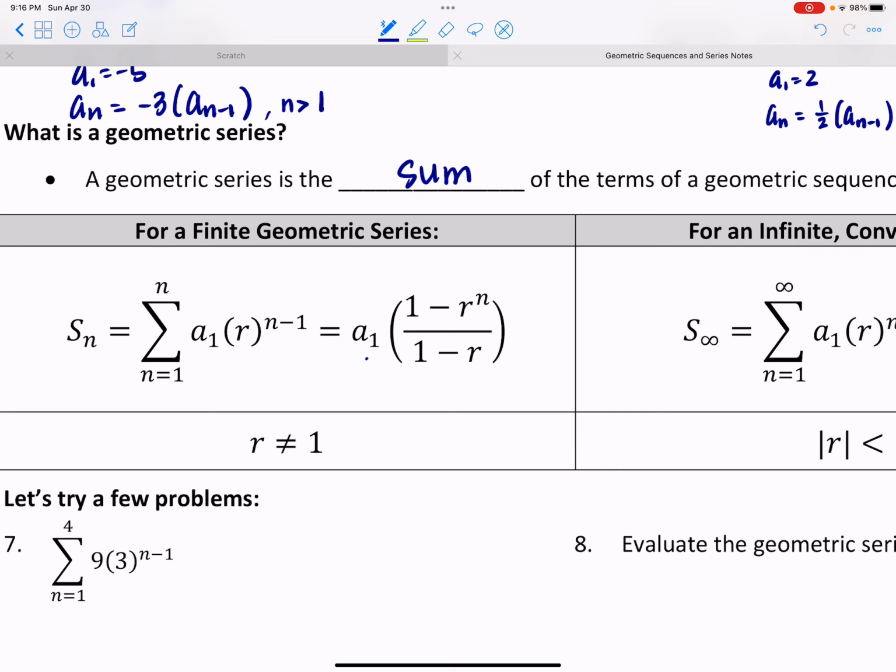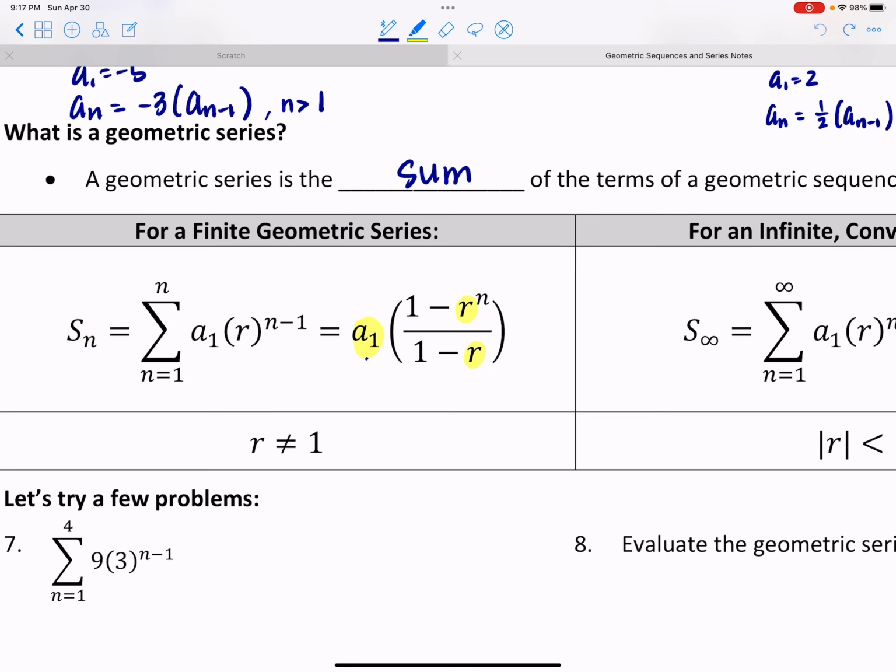So in order to use this formula or evaluate the sum for a finite geometric series, I need 3 things. I need the first term, I need the common ratio, because that's 2 spots here, and I need to know the number of terms. Whether that's given to me in sigma notation or not, this is the formula I have to use to evaluate.